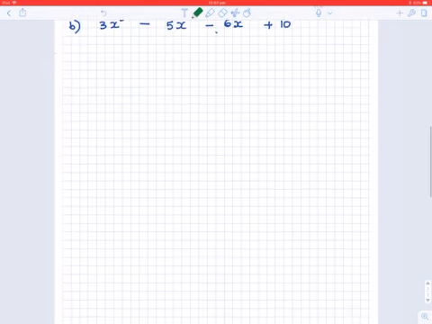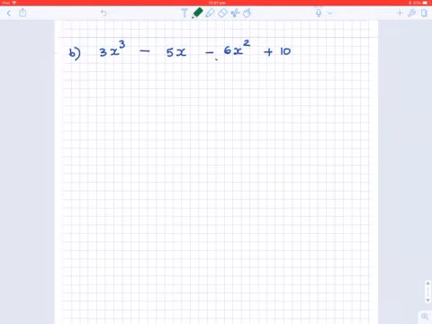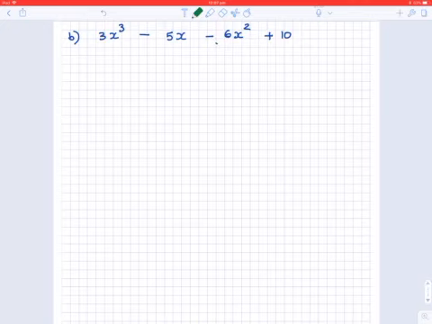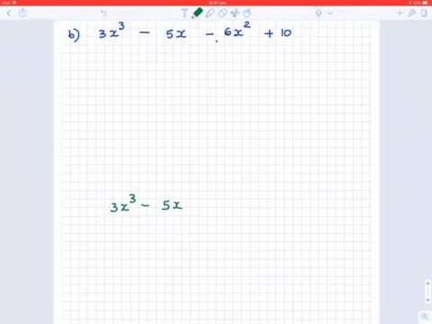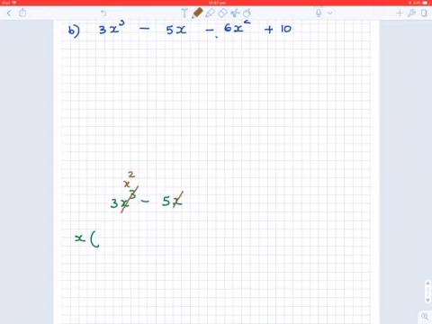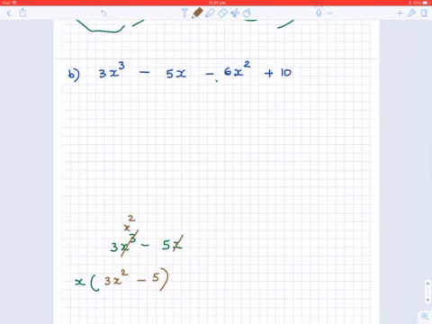I'll see whether I can take anything outside from here. 3x cubed minus 5x. I'm going to write the question here. The way it looks, x goes into both of them. If I take x outside, this x cubed becomes x power 2, and that x will disappear. So therefore, you are left with 3x squared minus 5.